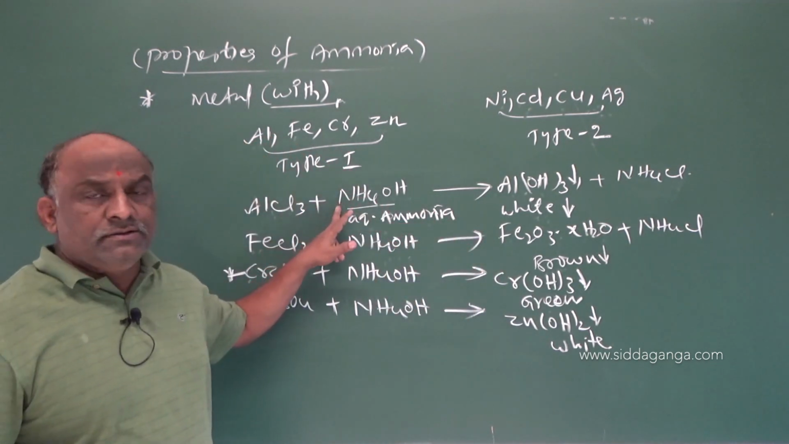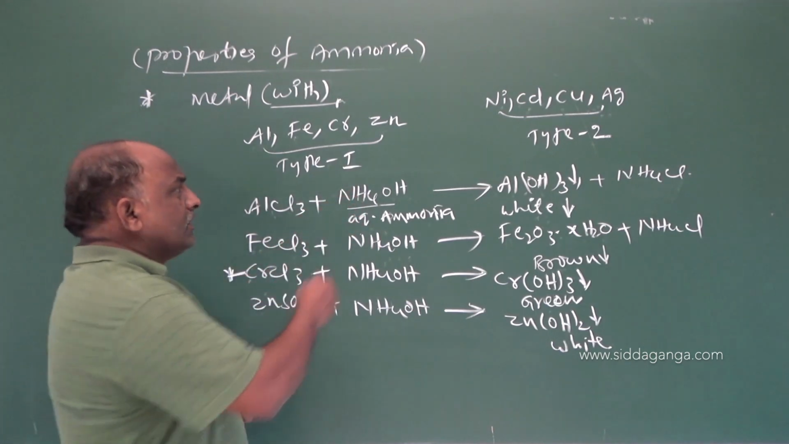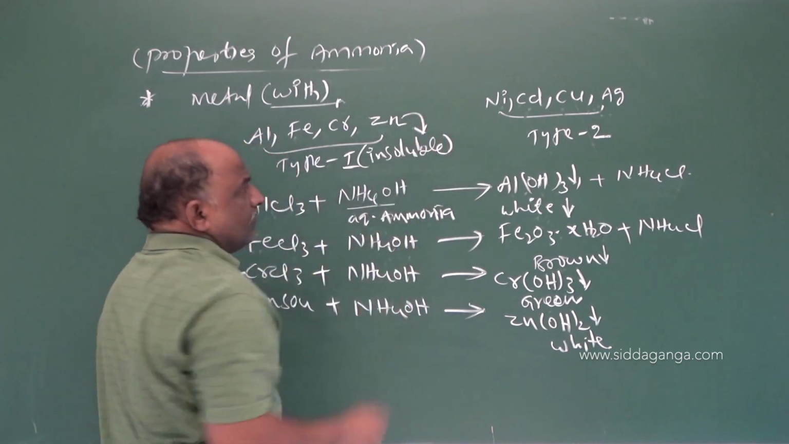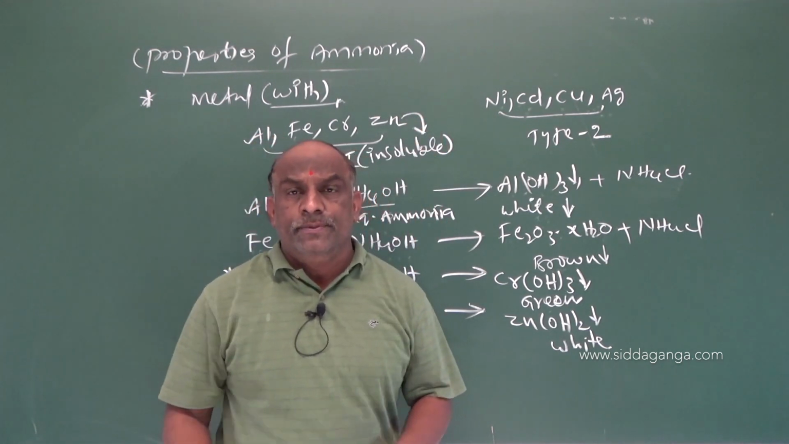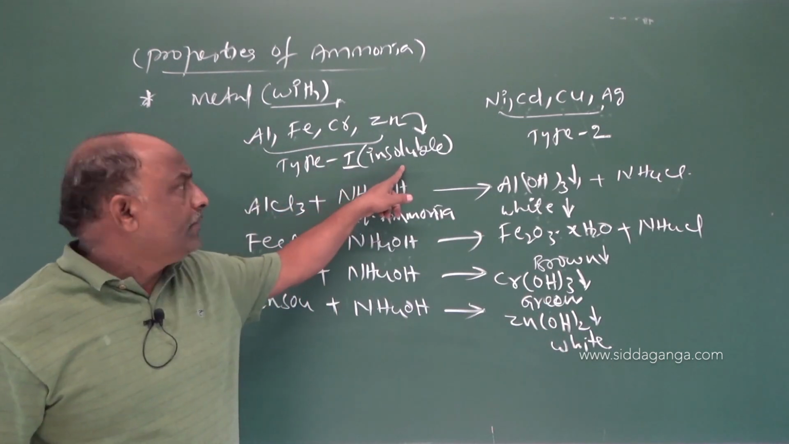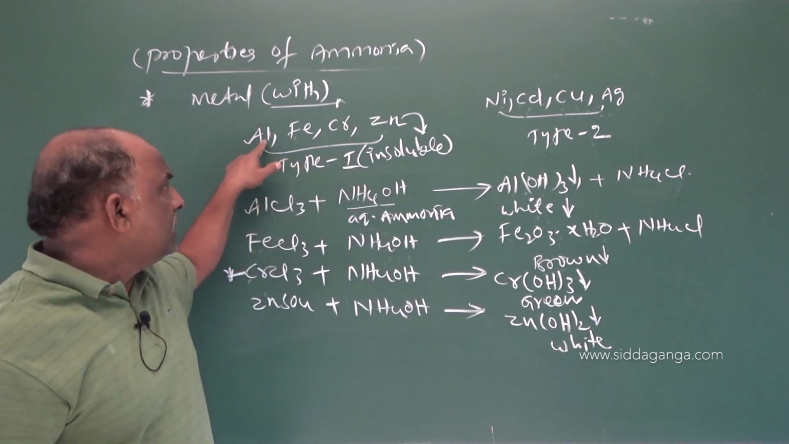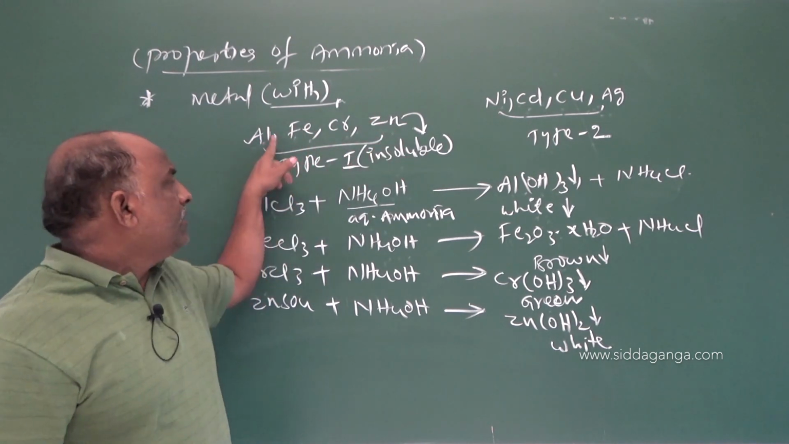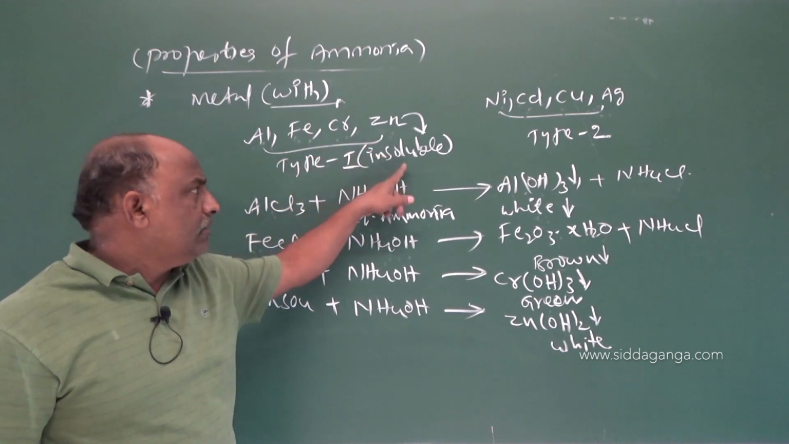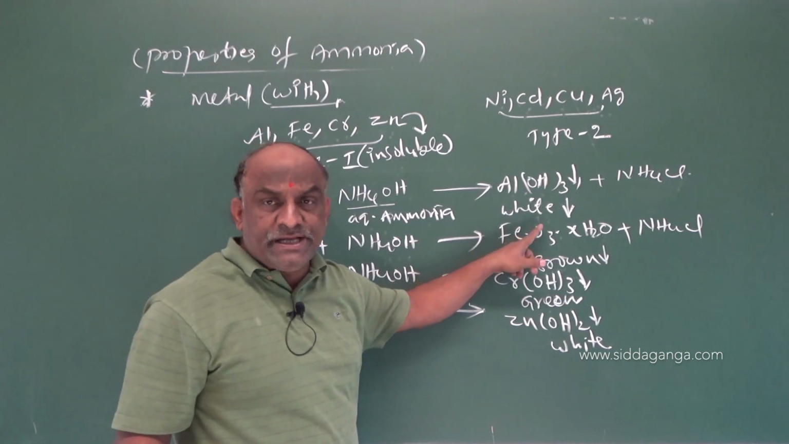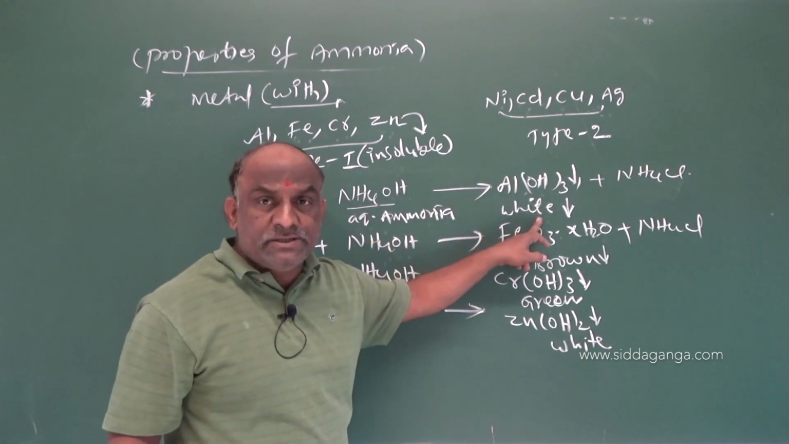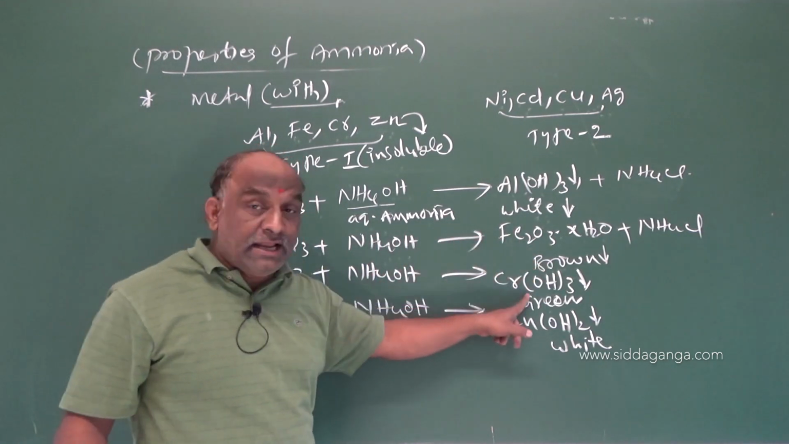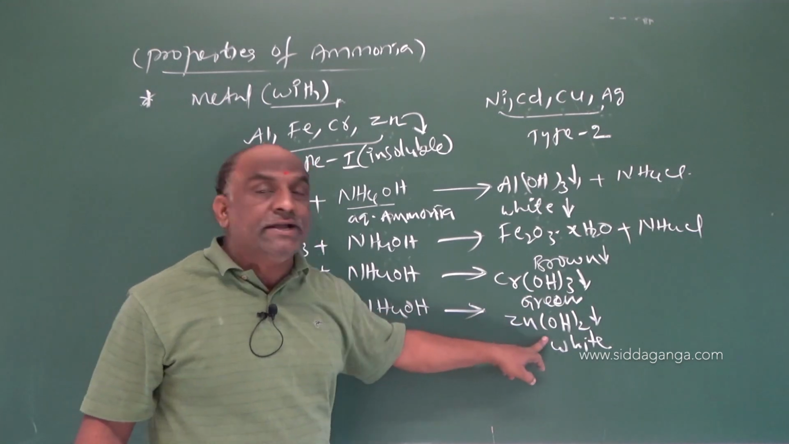Give a special focus. These are the type 1 reactions. Type 1 reactions means some metals are insoluble in aqueous ammonia. What are those metals? Aluminum, iron, chromium, zinc. These metals are insoluble in ammonia, then they will form precipitations. Aluminum salts produce white precipitation. Iron salts, brown precipitation. Chromium salts, green color precipitation. Zinc salts, white color precipitation.